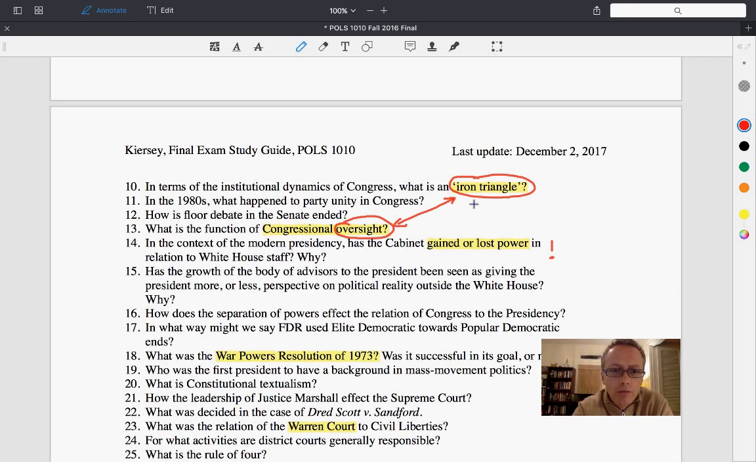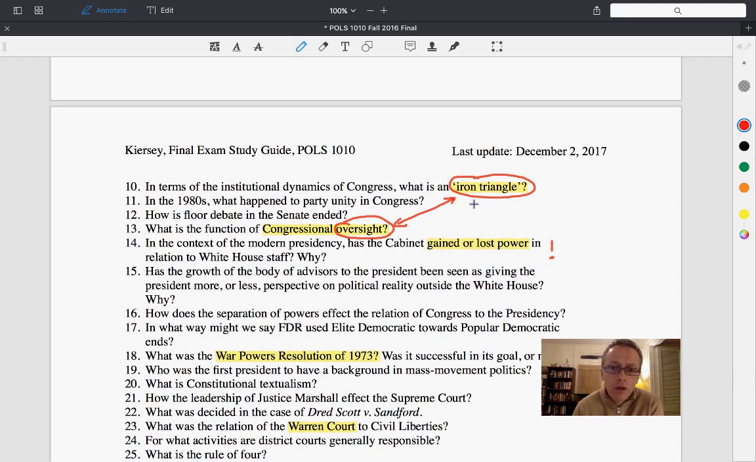So moving on, in the context of the modern presidency, in the context of the modern executive branch, not just in America but in other countries too, like Great Britain, has the cabinet lost or gained power? Well, I'm not going to give you the answer to this, but of course one issue is that the president doesn't necessarily like to have his only advisors be in the cabinet, because the cabinet serves at the discretion of Congress. And if Congress doesn't want a certain person to serve, they don't serve.